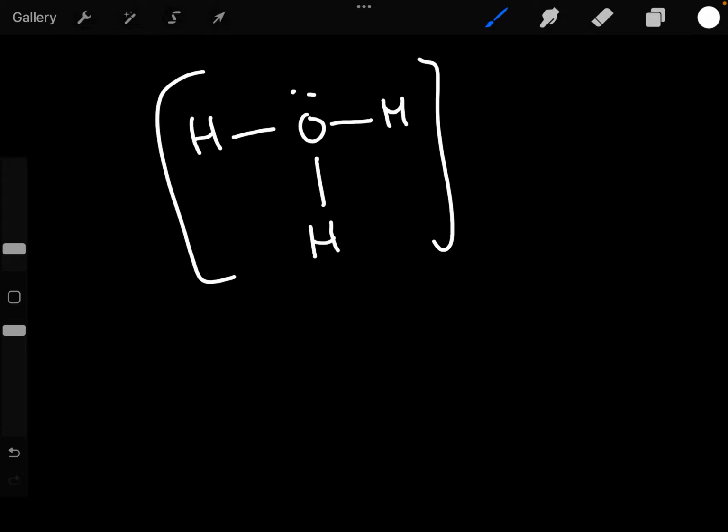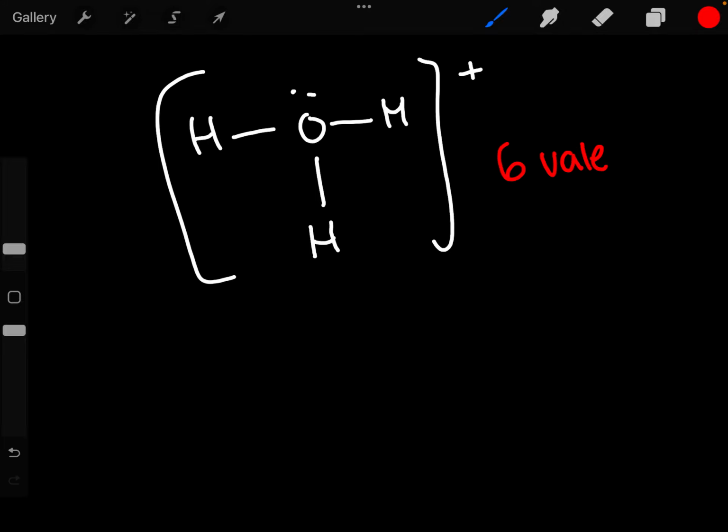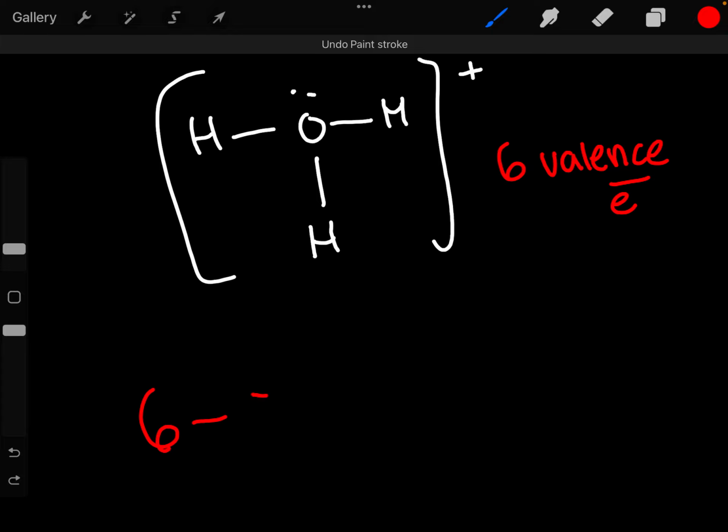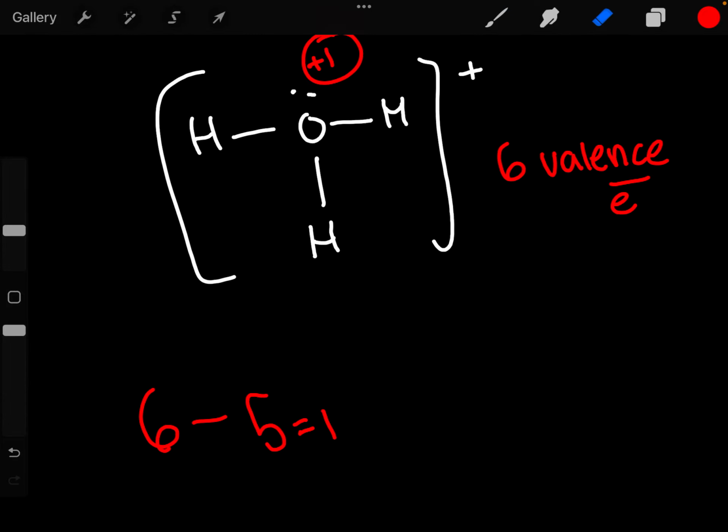Let's do, for example, H, right? Okay, cool. And this is also a positive cation. Let's find oxygen's formal charge first. This is the oxygen I'm talking about. Count the number of valence electrons. Oxygen has 6 valence electrons. 6 minus 1, 2, 3, 4, 5. 6 minus 5 equals 1. So oxygen over here has a charge of positive 1. Wow, that is so awesome.